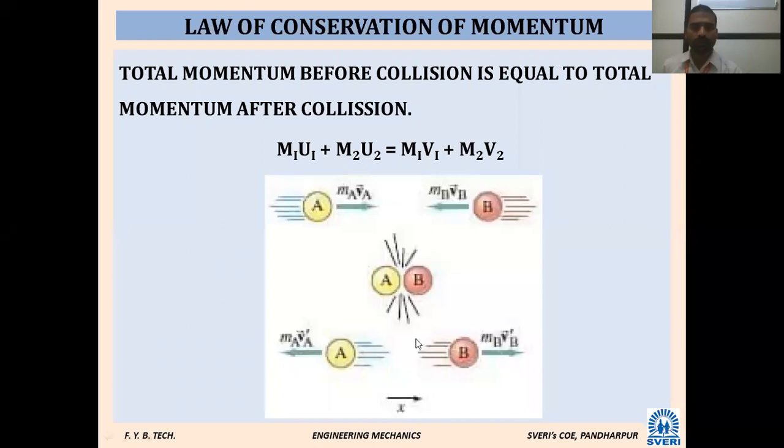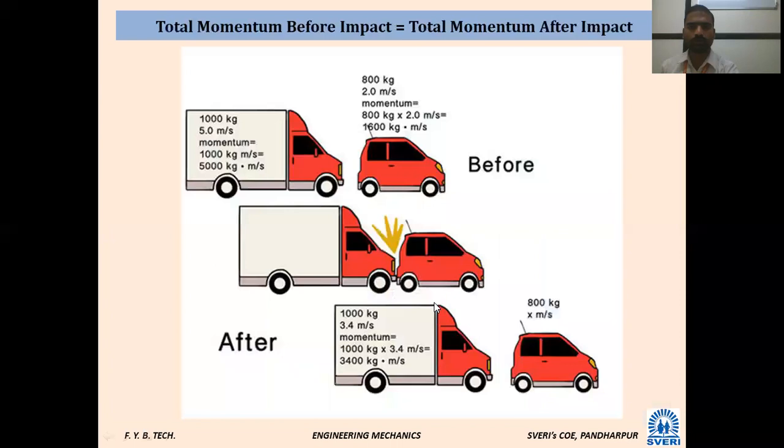Okay, so next one is one more definition. This one you have understood. What is momentum? Momentum is the product of mass and velocity. The total momentum before the collision is equal to the total momentum after the collision.